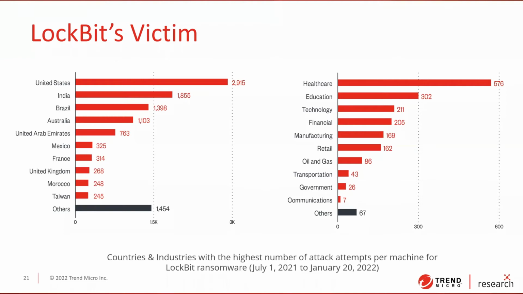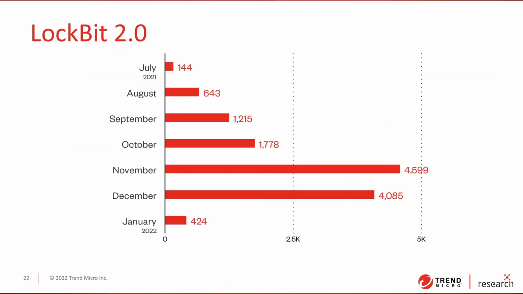You can also see that they primarily go after healthcare, education, technology, financial, manufacturing, retail. Again, they're all over the map in terms of the industries that they're targeting. But again, that goes to show you that they do their due diligence in terms of who to target and why they should target them.